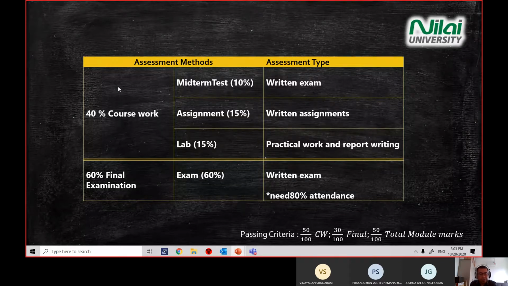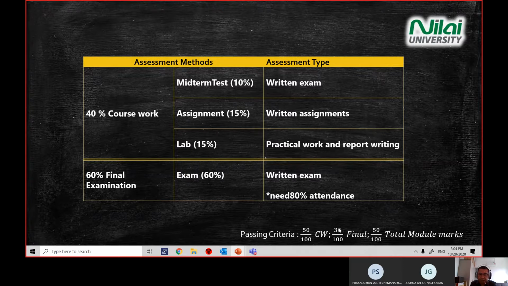The first passing criterion is 50% of your coursework. Your marks must be more than 50%. Meaning if I add your test one, assignment, and lab together and convert into 100%, and your marks are less than 50 over 100, you will fail this module. Or if after I convert everything into 40, you get less than 20 over 40, you fail this module.